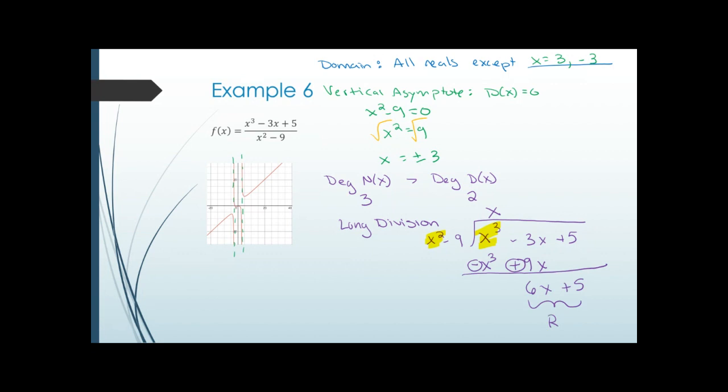And so for our slant asymptote, we just care about what is on the top. So this asymptote is going to be just y equals x. And so that's what this line is following. You can see it goes through the origin. So it's just y equals x is our slant asymptote.